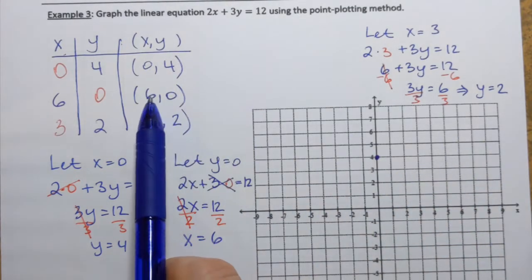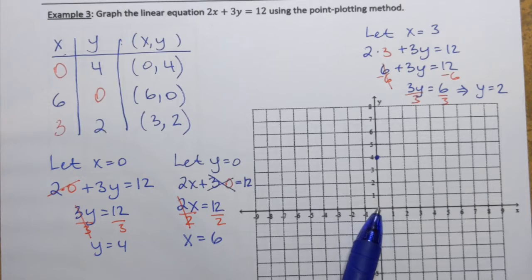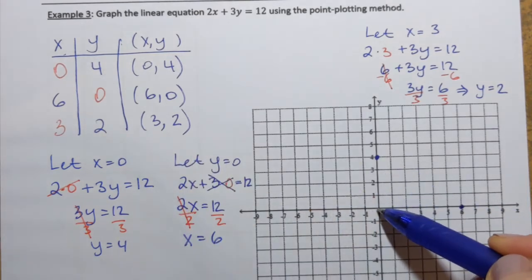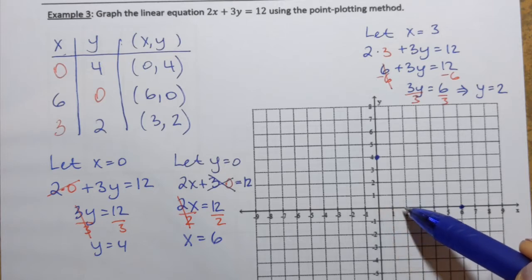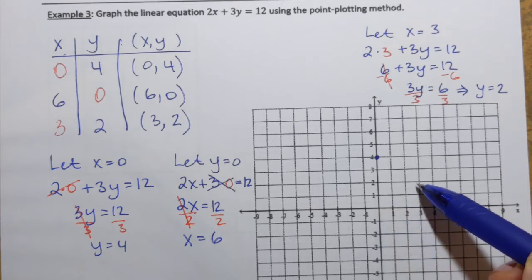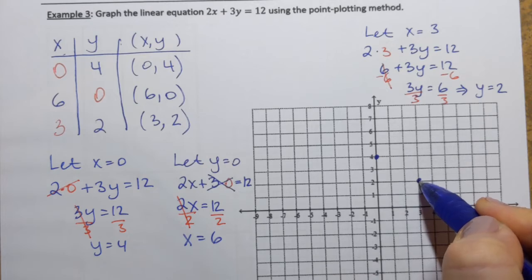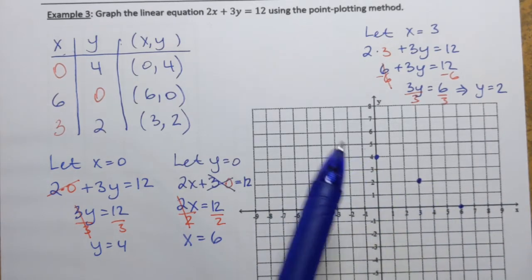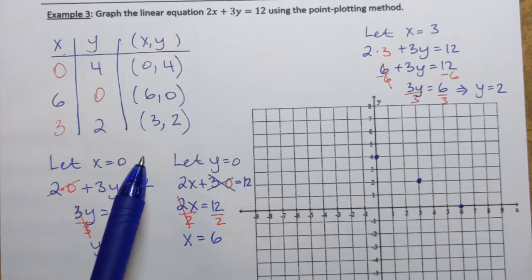So now 6, 0. Start at the origin, move 6 to the right, and then 0 steps up or down. So I'm staying at this place. And then 3, 2. Start here, go 3 steps to the right, and then 2 steps up. Like that. Yes, I can see how they're all aligned. It means that I calculated those solutions correctly.